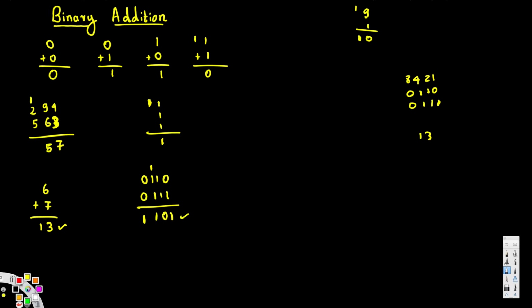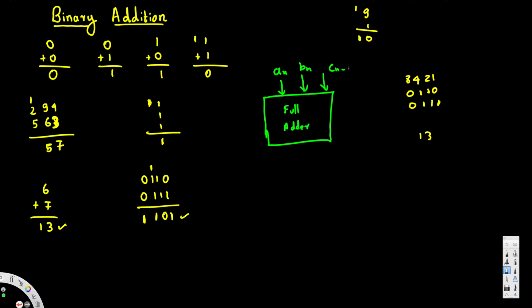Now let's see a full adder. Let's look at the inputs: an, bn, and then cn minus 1. This is the previous carry, and this is cn, and sn is the sum. Now let's go ahead and add them.